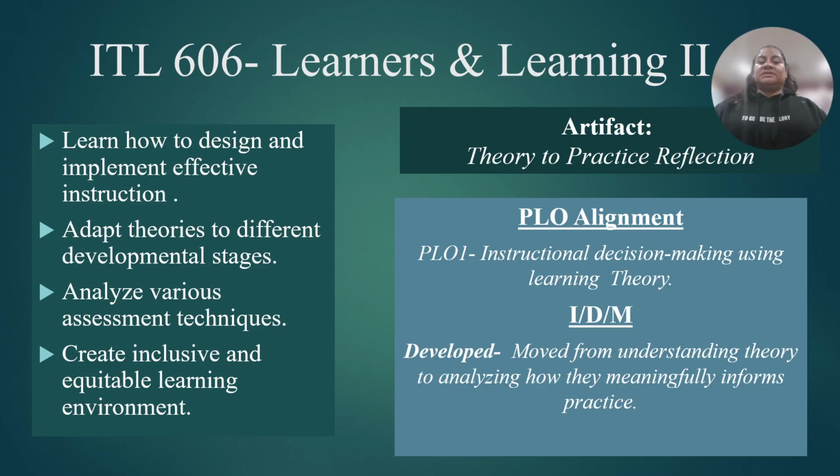In ITL 606, I learned how to design and implement effective instruction and adapt it to the different developmental stages. I learned to analyze the various assessment techniques to create an inclusive and balanced environment. So the artifact I chose is the theory to practice reflection. This assignment aligns to PLO 1 because it requires applying learning science and principles to instructional approaches. At the developing level, I transition from understanding theories to analyzing how they are meaningful to practice.